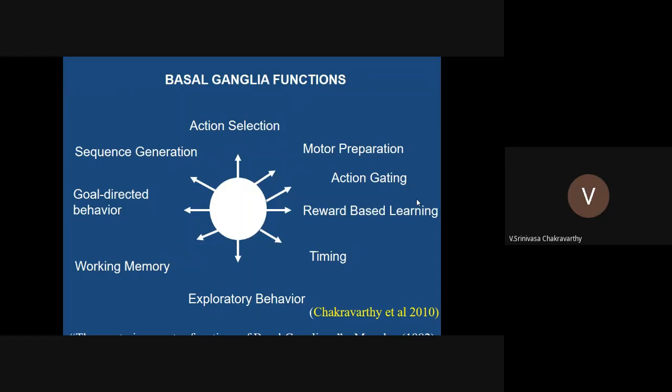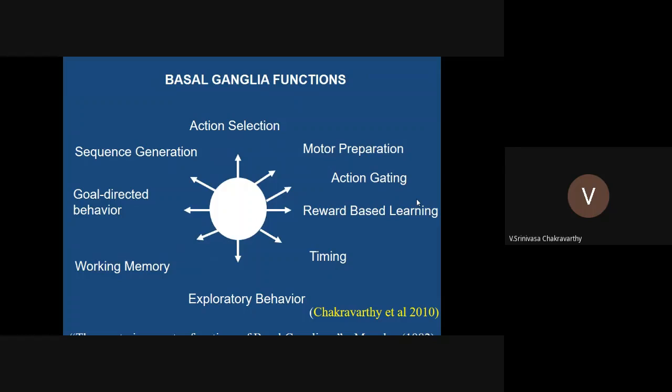Now, basal ganglia has a role in all four major domains. So if there's any damage in basal ganglia, you will see some kind of problem in all these four major domains. Specifically, it is involved in action selection. That is, if I have multiple actions presenting themselves, which one will I choose in a given context? You can also call it decision making, and basal ganglia has a role in that.